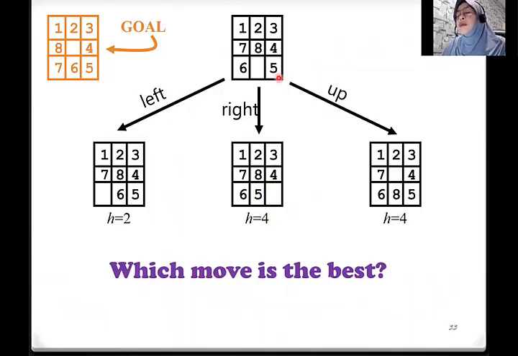Similarly, if we move the empty tile up, we get this solution, and the heuristic value is also 4. So which one is the best move? Since this one calculates how far from the correct position, the minimum value is better. So in this case, again, this is the best move.